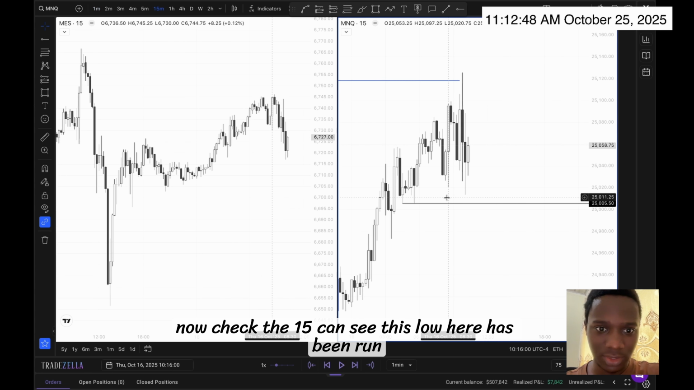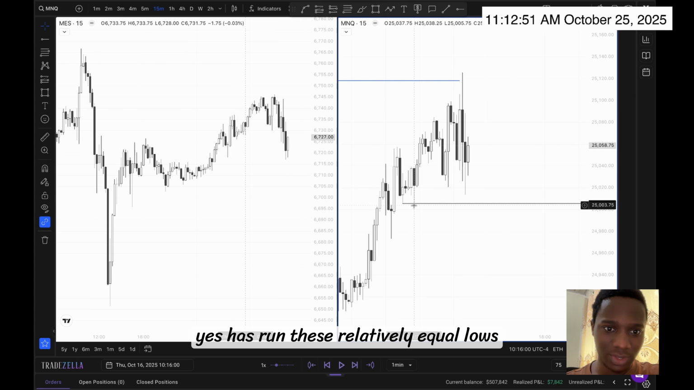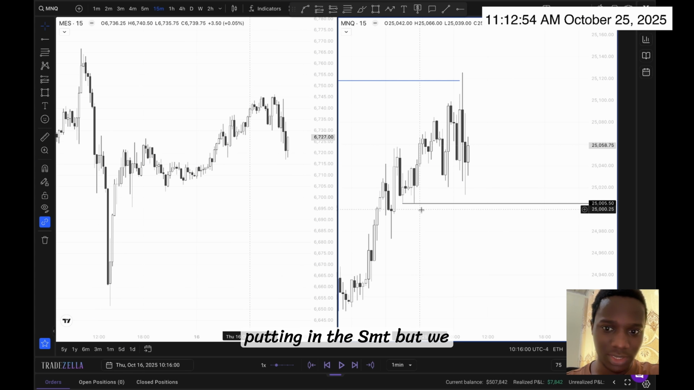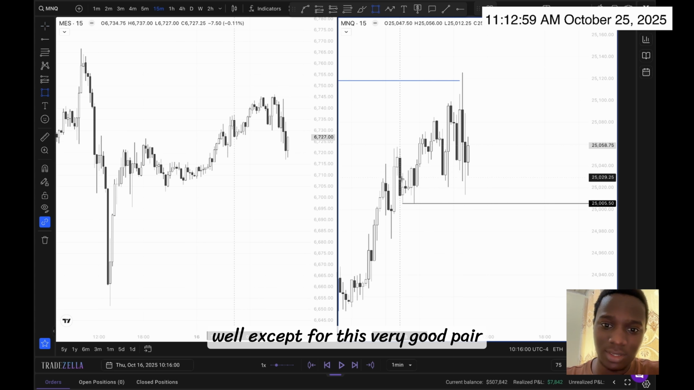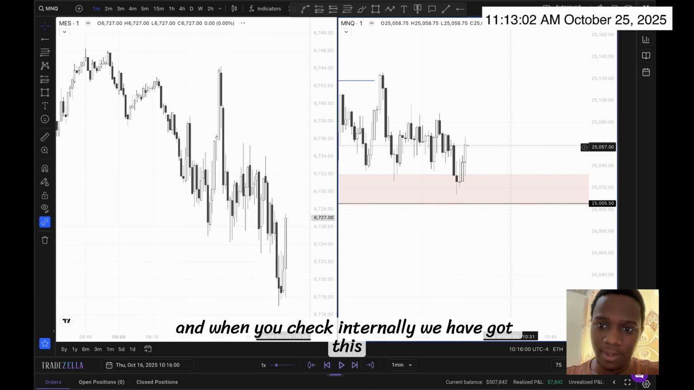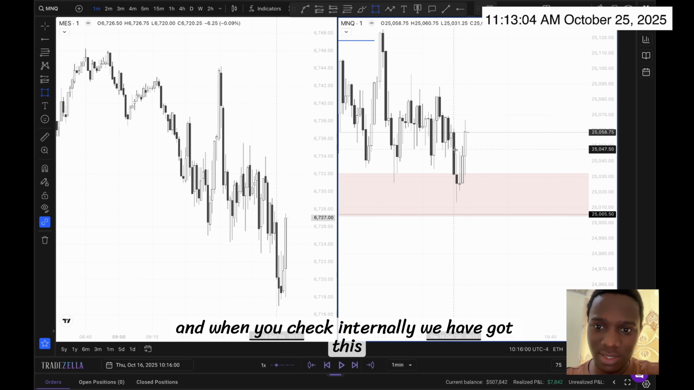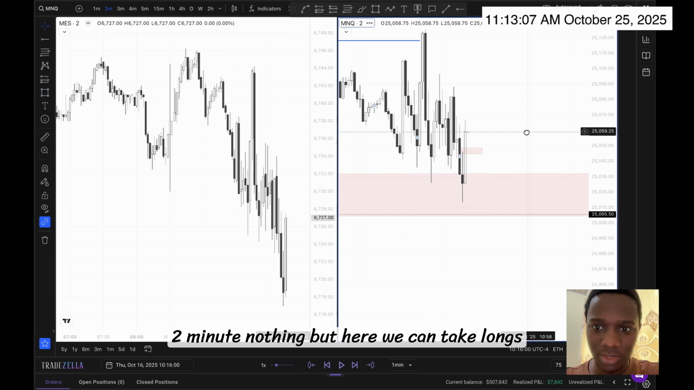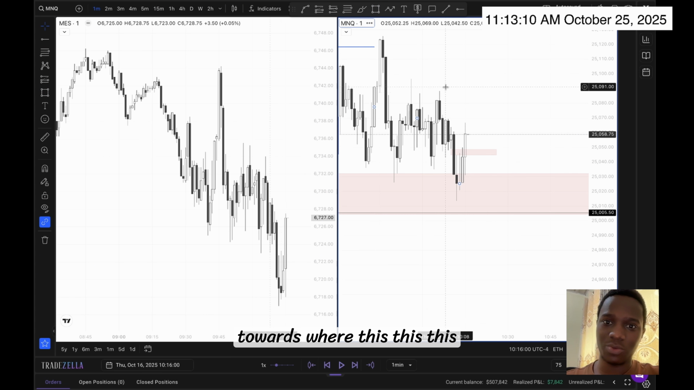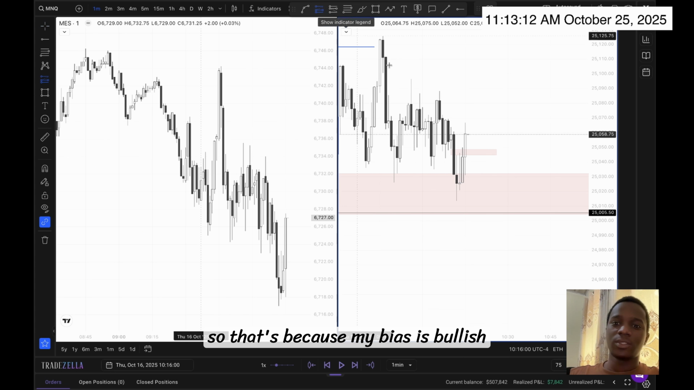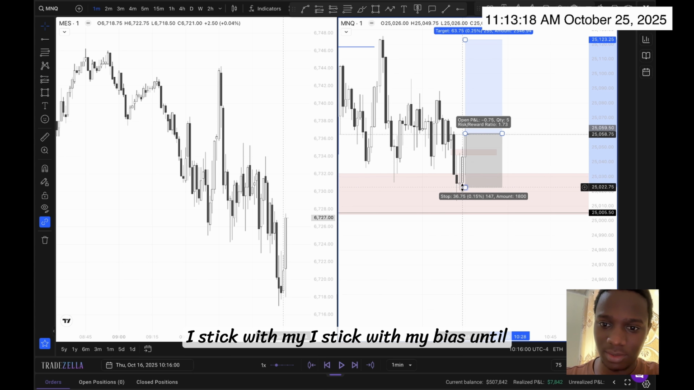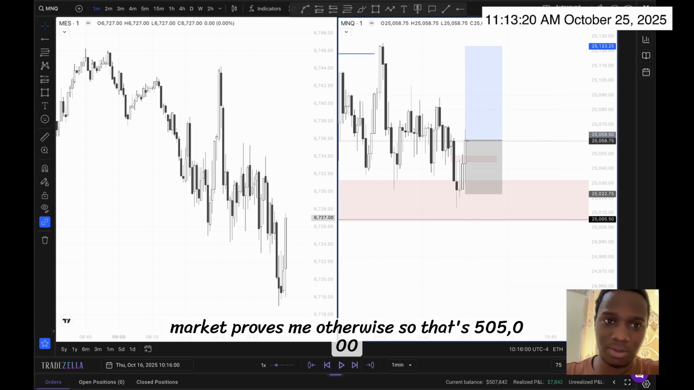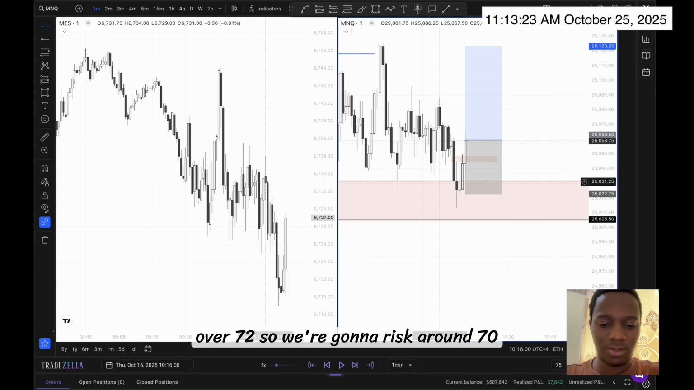Now check the 15. You can see this low here has been run. Yes, it has run these relatively equal lows, putting in the SMT, but we remember we're not in any kind of POI yet, except for this fair value gap here. And when you check internally, we have got this good inversion. On the 2 minute, nothing, but here we can take longs towards where this and this are. That's because my bias is bullish. I stick with my bias until the market proves me otherwise. So that's 5,000 over 72, so we're gonna risk around 70.